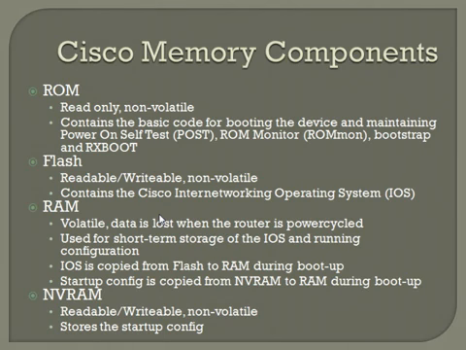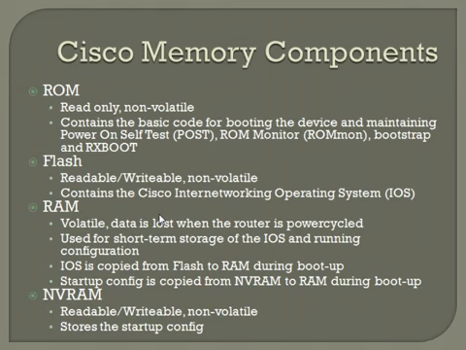Okay, this is actually kind of an important slide. Understanding what the various Cisco memory components are, and where things like the configs and the IOS are located, is pretty important for being able to troubleshoot over time, especially if you're getting a failure as the router's powering up, or it's coming up but you're not seeing the config you saved in there.